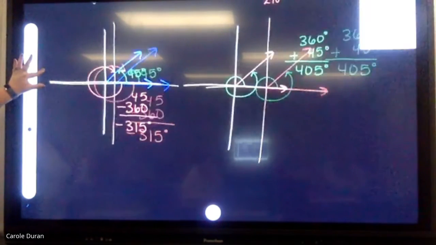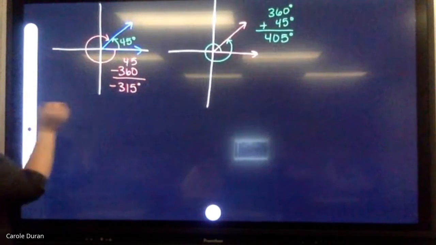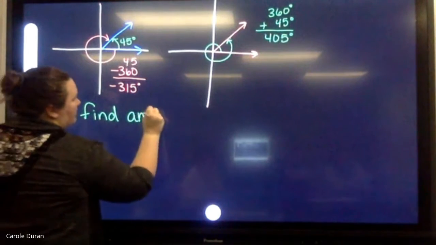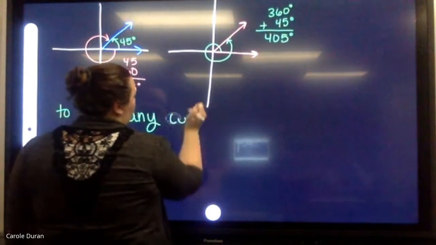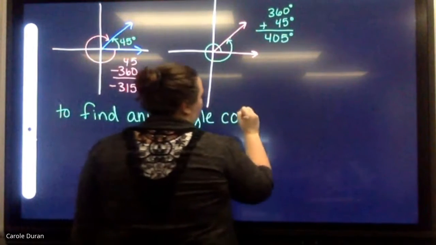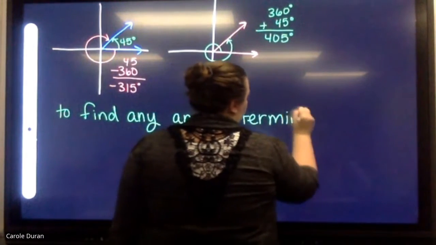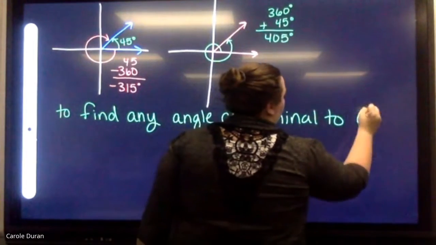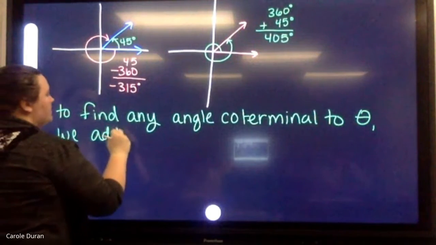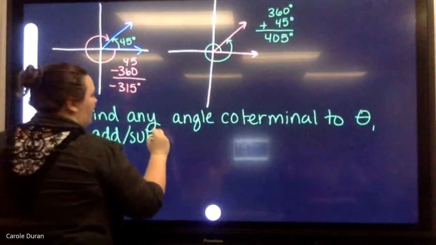So we generalize and say to find all coterminal angles, any angles coterminal to theta, we add or subtract multiples of 360.